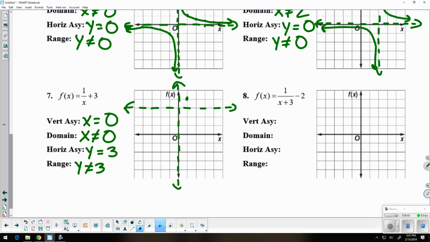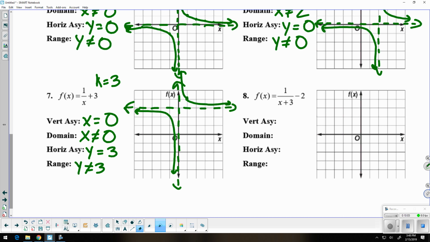Okay, but again, what happens is it's just going to hug around and curve around these 2 asymptotes. Since you have a k value this time, k is +3, from the origin, everything just shifted up 3 units. Okay, so just using my transformations.